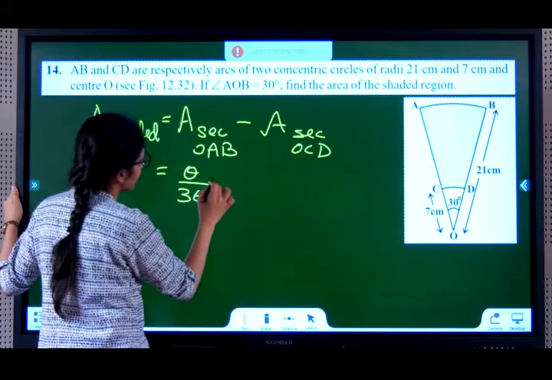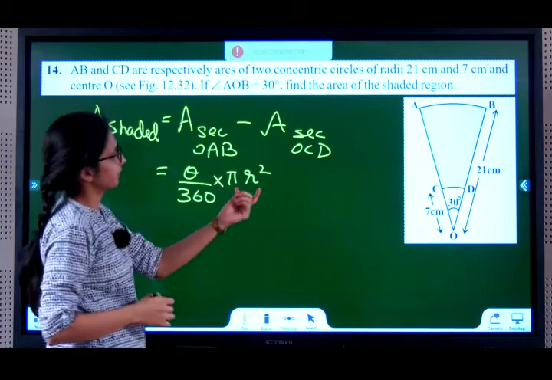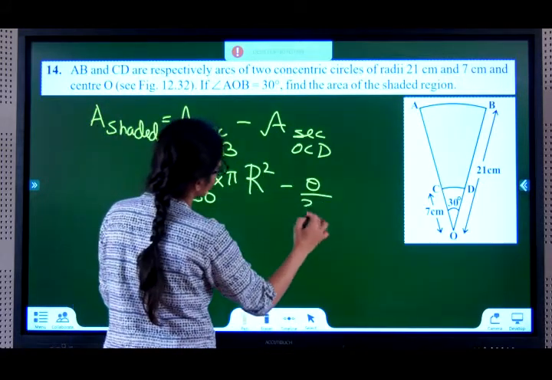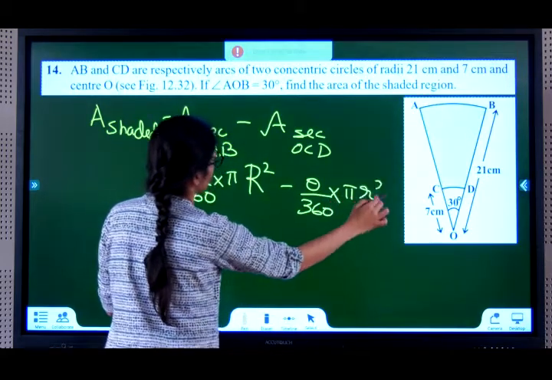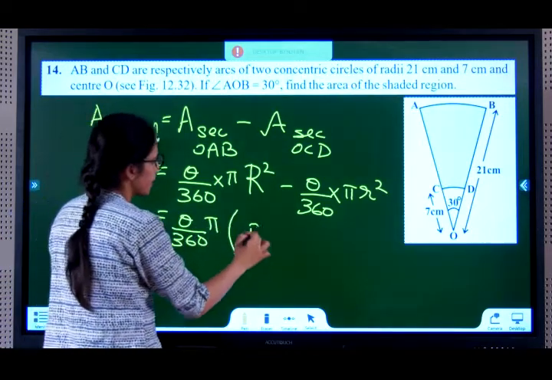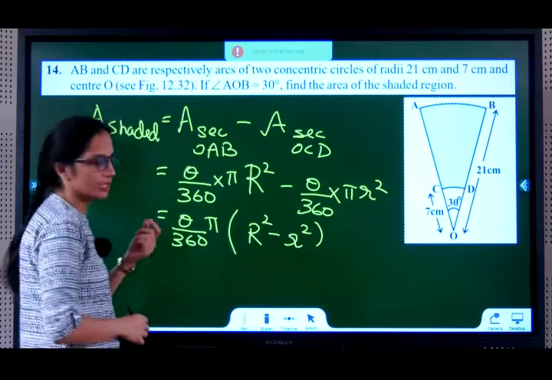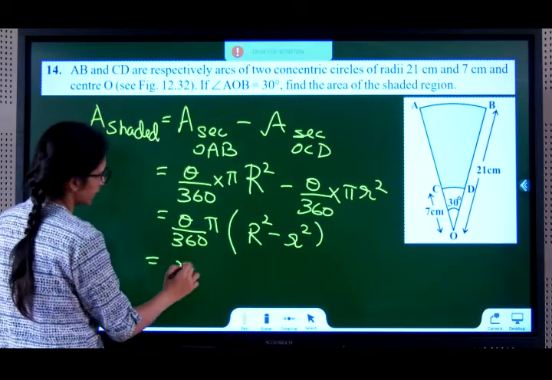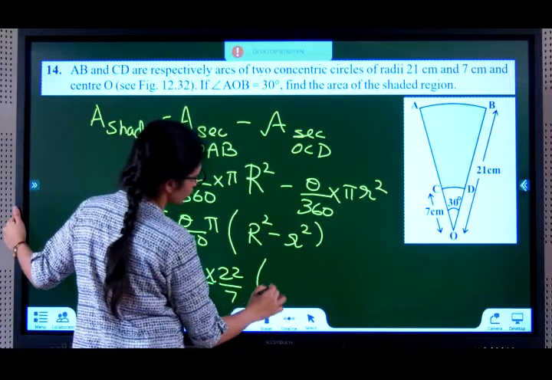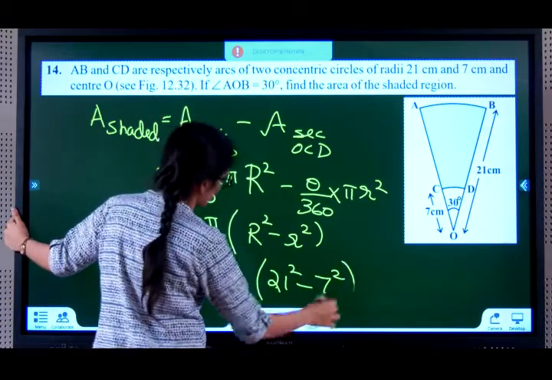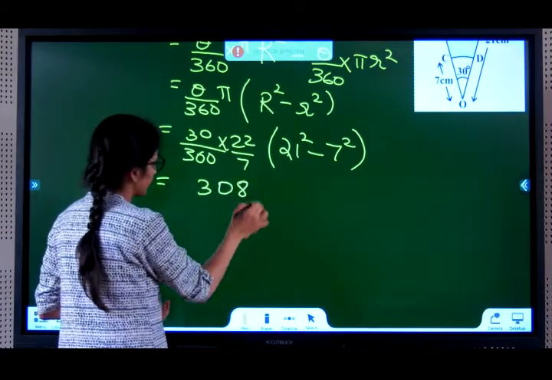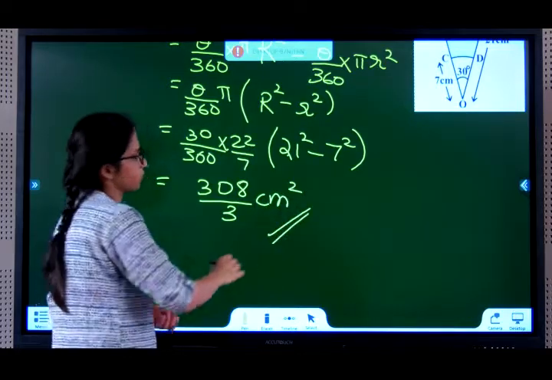Theta by 360 into pi r square. This is the big one, so we will use capital R here. Minus, this is also theta by 360 into pi small r square. Theta by 360 pi is common. R square minus r square. Theta 30 by 360 into 22 by 7 into capital R is 21 square minus 7 square. Just simplification, on solving we get 308 by 3 centimeter square.